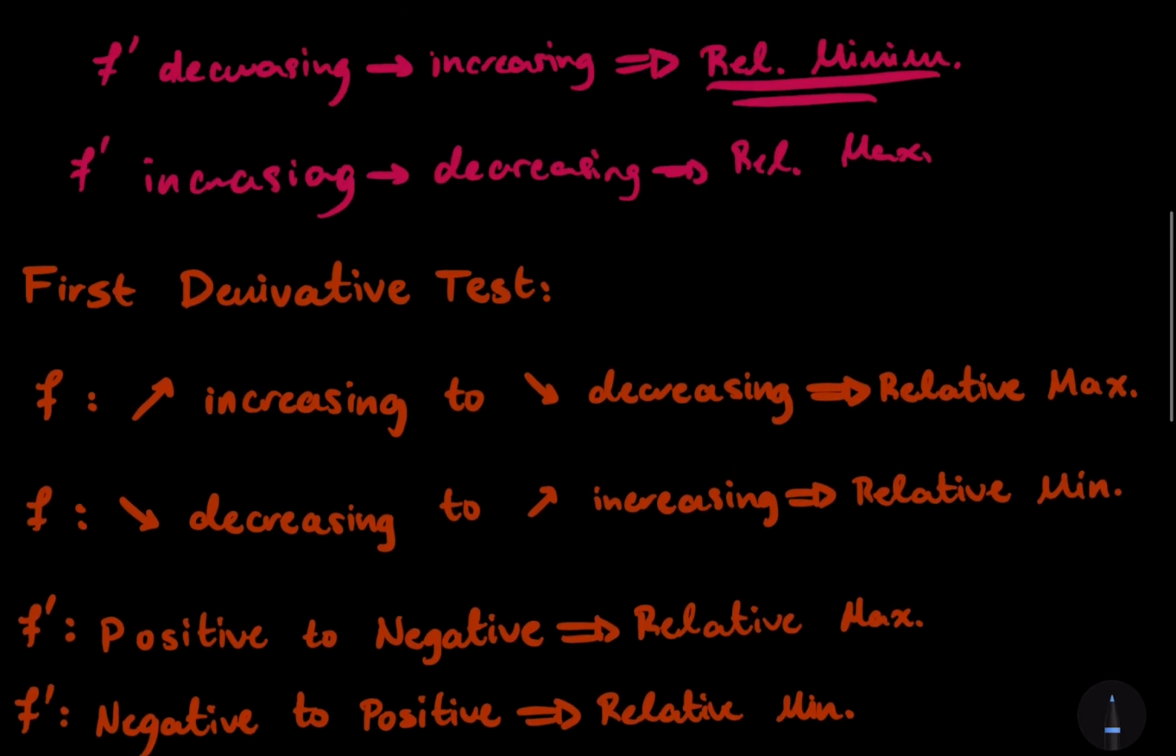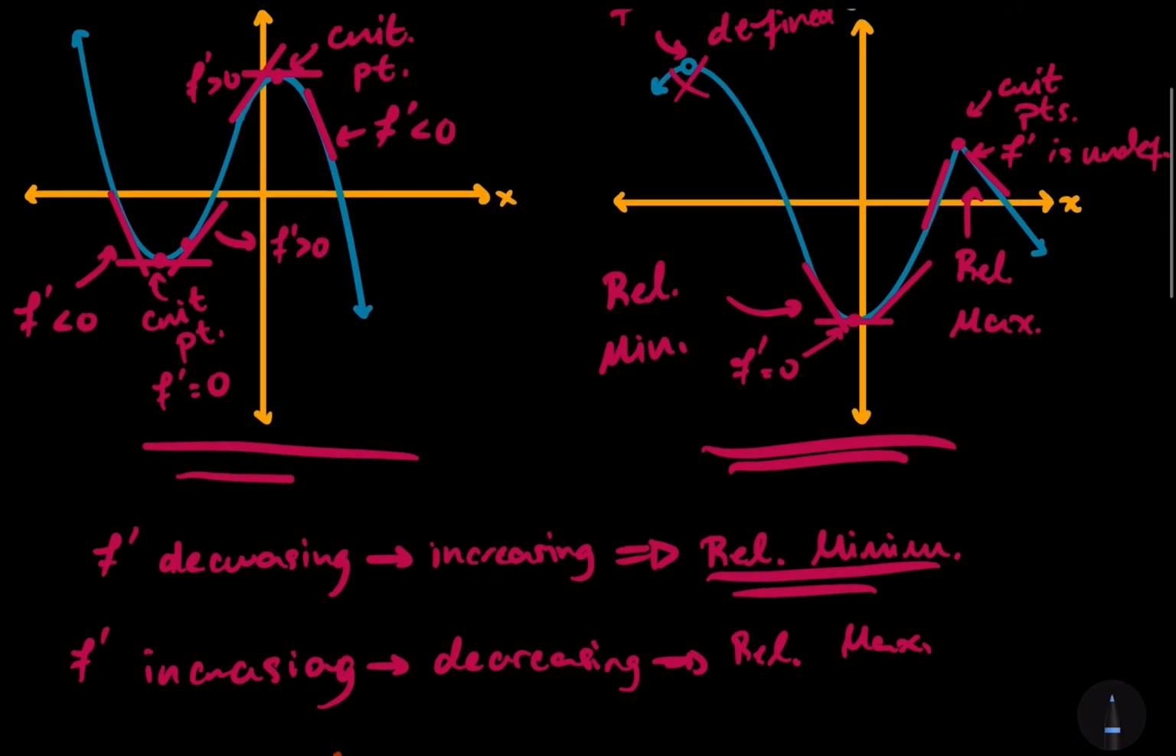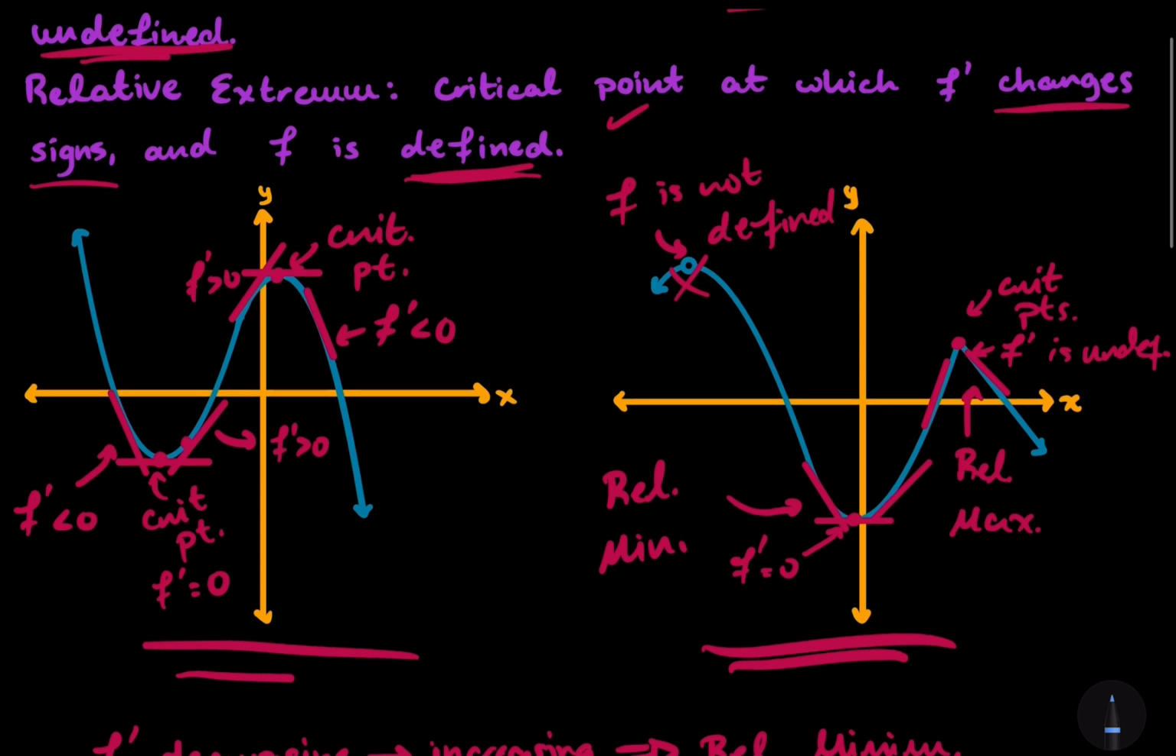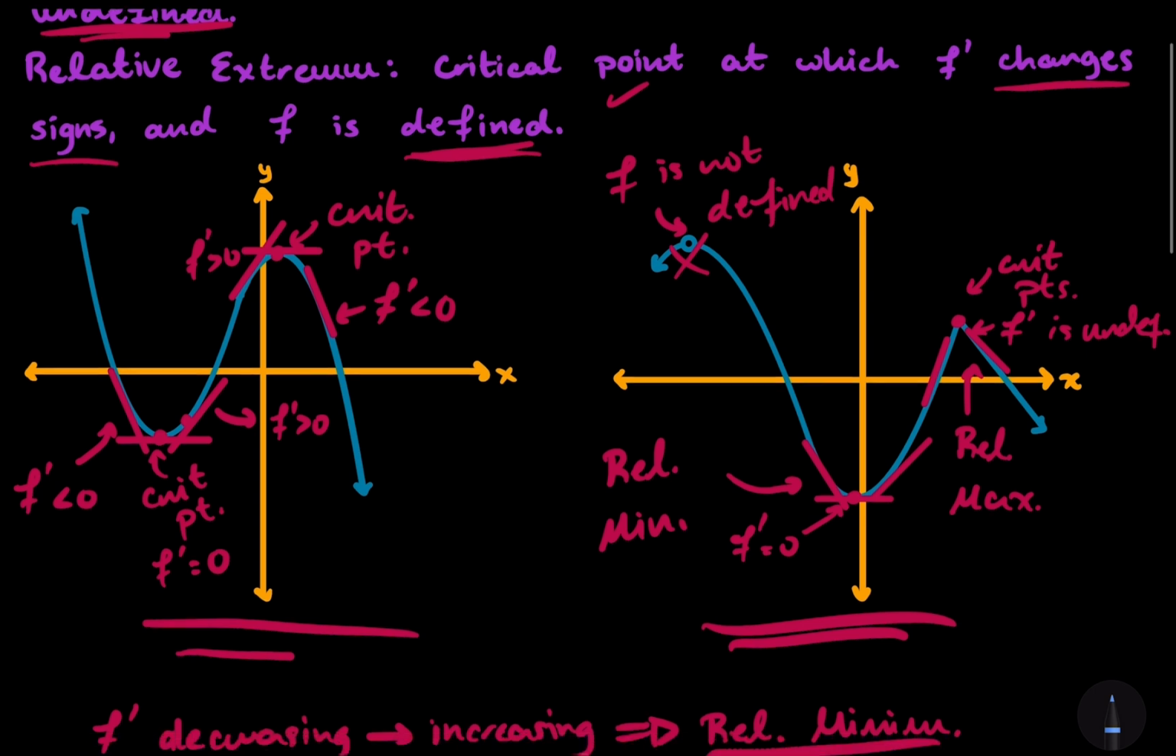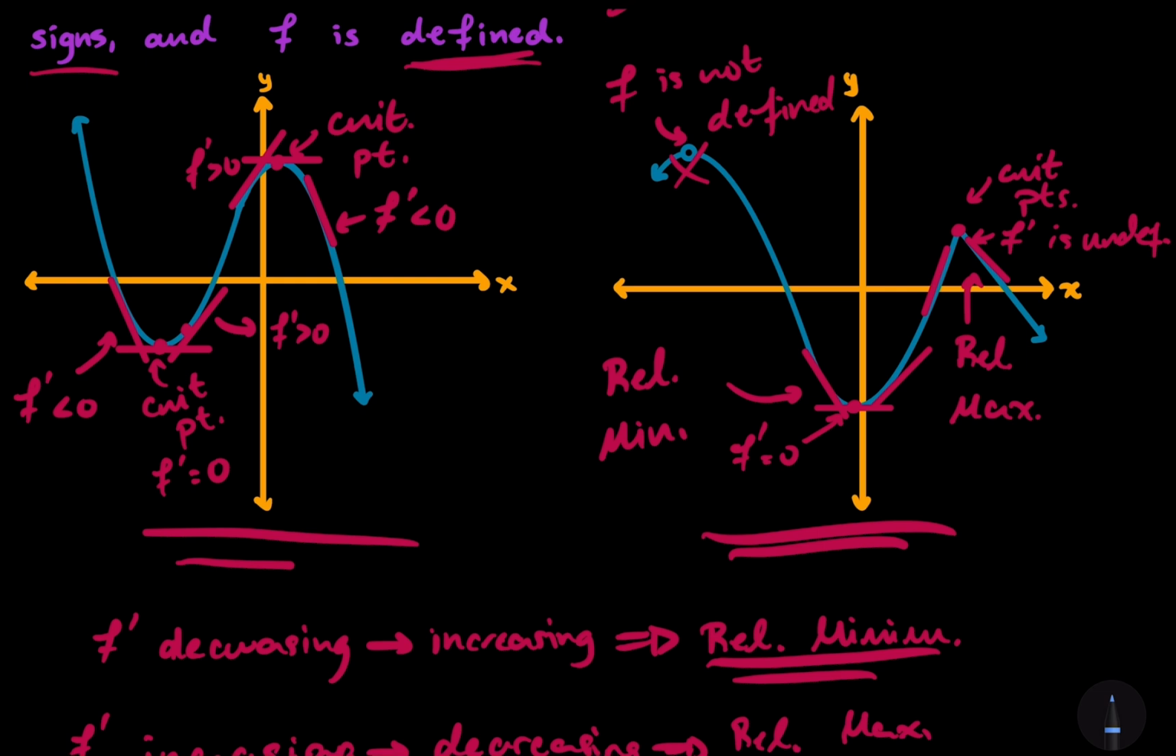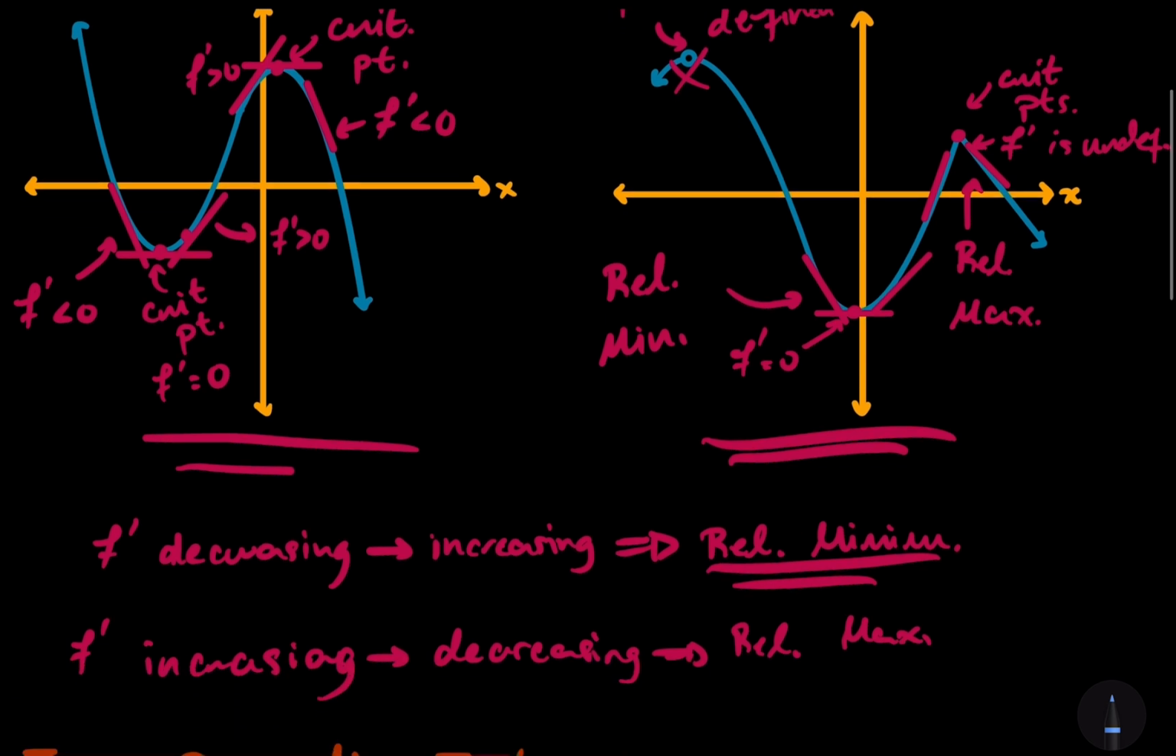So in the previous video, we took a look at the definition of relative extremum. And essentially, we examined that a relative extremum is essentially just a critical point at which f prime changes signs and the function f is defined. And so we kind of got a graphical intuition of why this definition makes sense. And we looked at what would be a relative extremum and what wouldn't be, just graphically, of course.